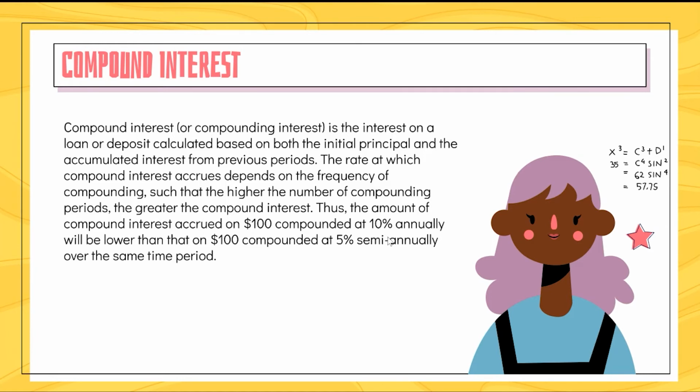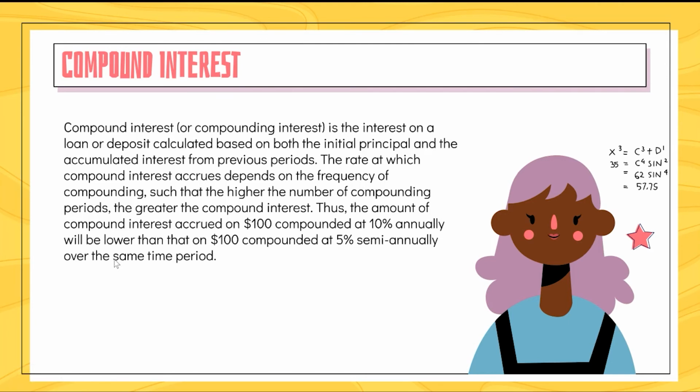Initial principal, and the accumulated interest from the previous periods. The rate at which compound interest accrues depends on the frequency of compounding, such that the higher the number of compounding periods, the greater the compound interest. That is, the amount of compounding interest accrued on $100 compounded at 10% annually will be lower than that on $100 compounded at 5% semi-annually over the same time period.